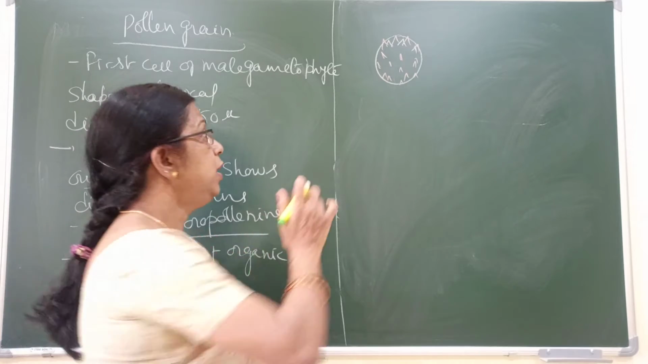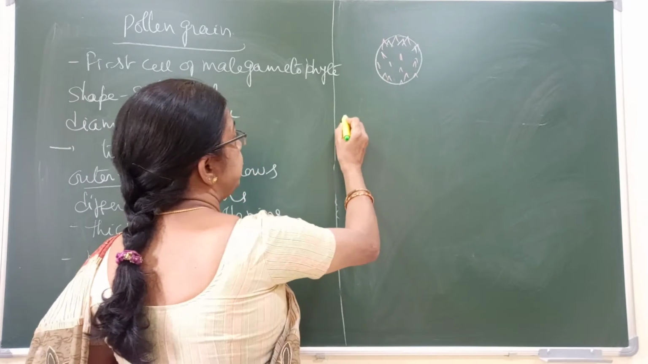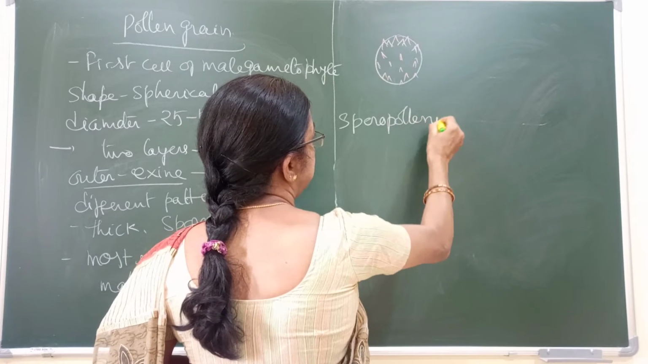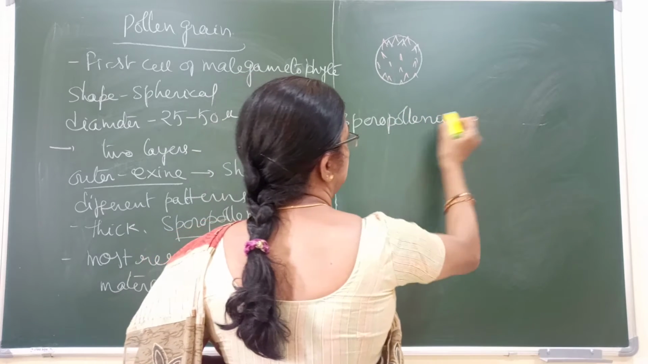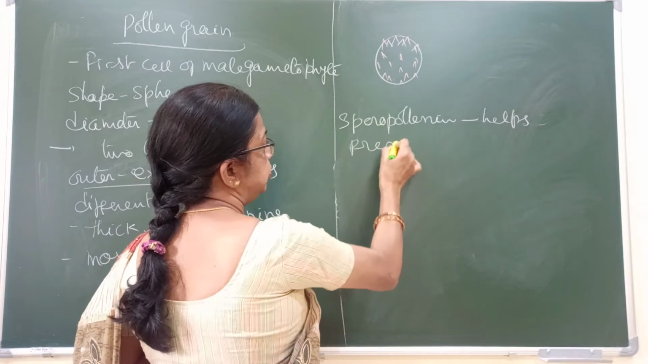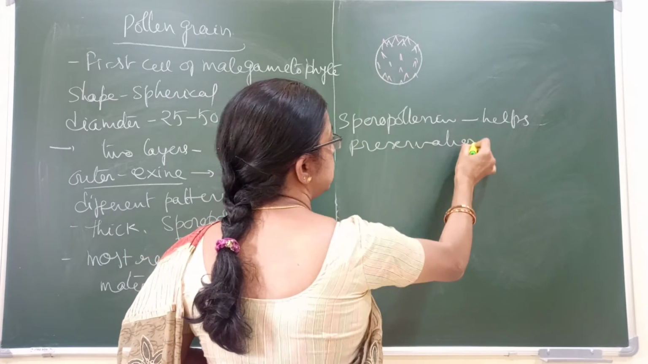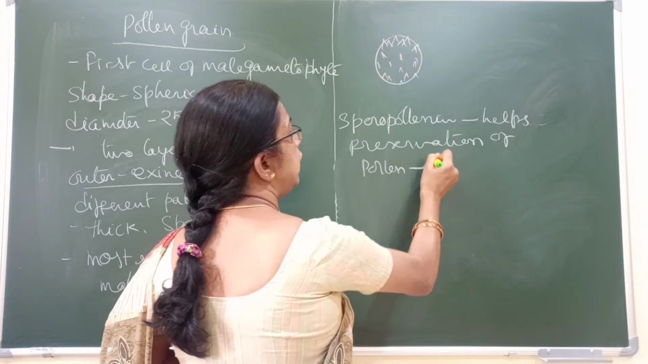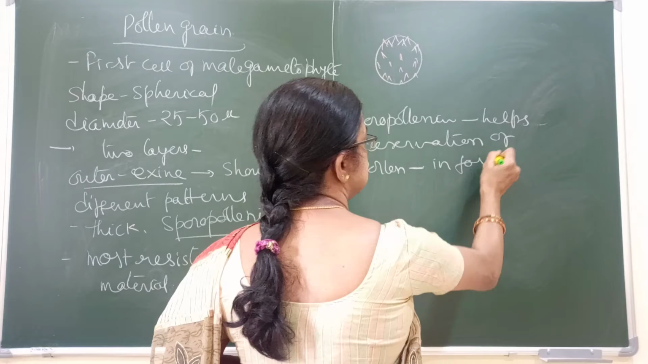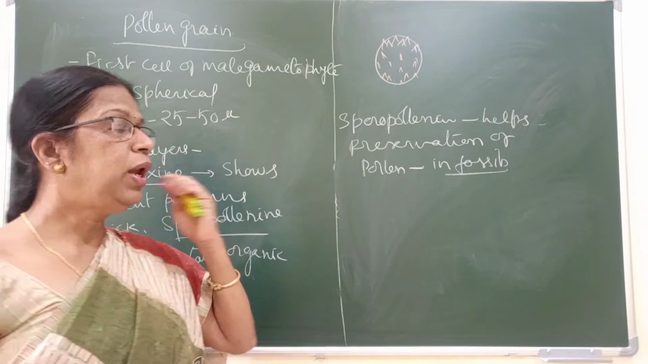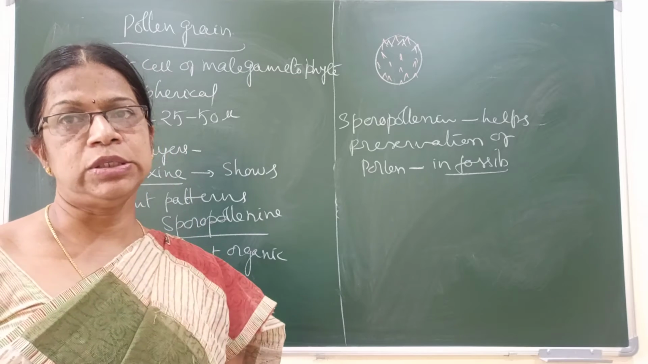So that's why sporopollenin helps in the preservation of pollen. How is pollen preserved? In the form of fossils. Because of the presence of sporopollenin, the pollen grains can be preserved as fossils.